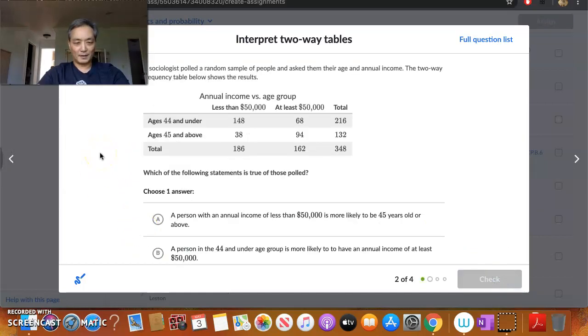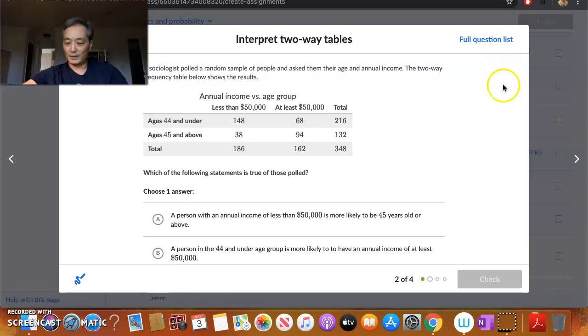Here it says, a sociologist polled a random sample of people and asked them their age and annual income. The two-way frequency table below shows the results. So we have annual income versus age group. Here are the age groups. Again, age is a number, but then again, they're in groups. So really here, this is a categorical variable, right? They're in these two categories, either age 44 and under or age 45 and above, right?